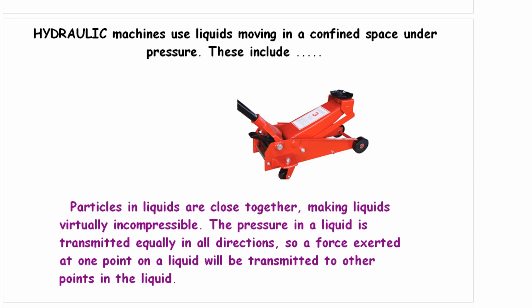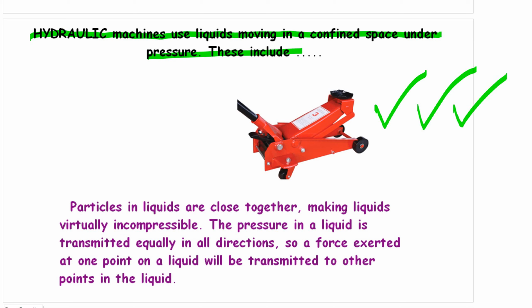Hydraulic machines, this needs to be written down. Hydraulic machines use liquids moving in a confined space under pressure. These include car jacks, door spacers, door closers, tipper trucks, that type of thing. Write this out as well.